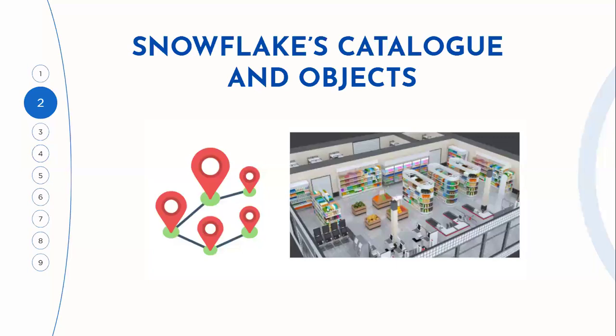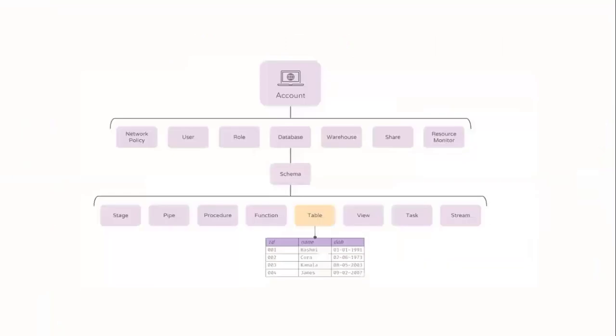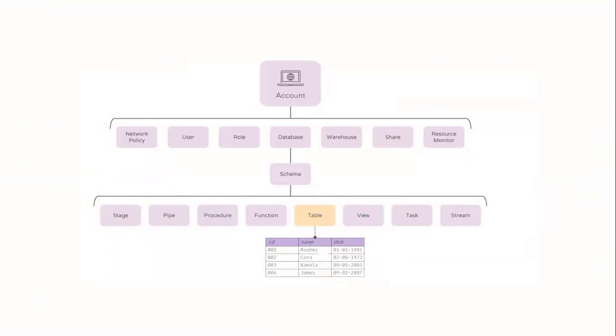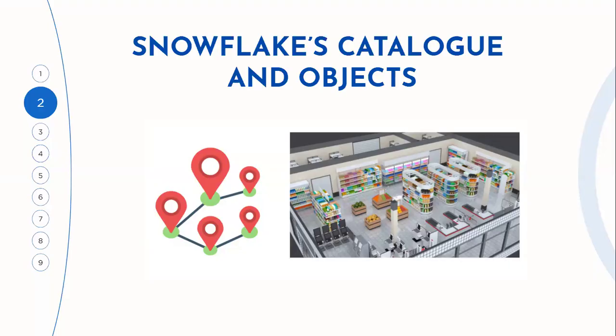In a similar way, in the database, we have multiple objects, nothing but multiple racks. Each object will hold some information. If you take the table, the table will hold the data. If you take the view, the view will hold the query. A materialized view will hold data plus query. Procedures and functions will hold the script. Like that, each object will store some information. All these objects are organized and stored.